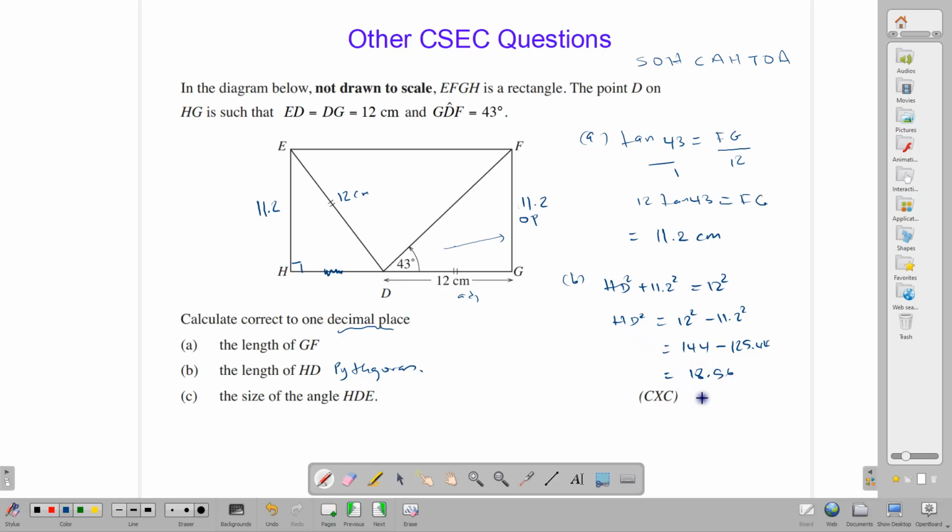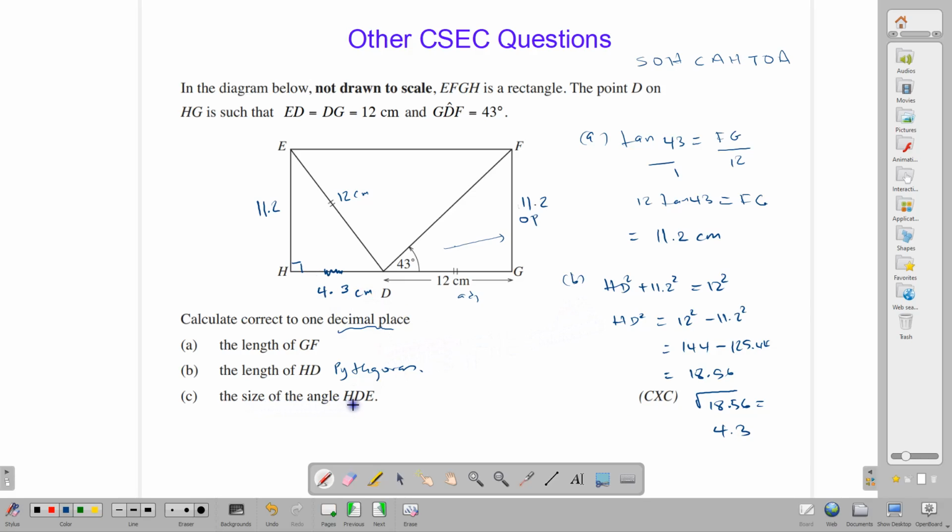And now we need to find the square root. So the square root of 18.56 would give us 4.3. So the length of HD here is 4.3 centimeters, correct to one decimal place. That is part B. And we still have another part to find.